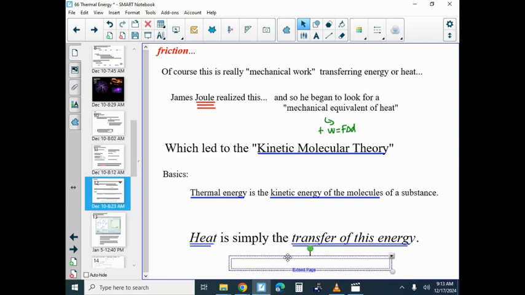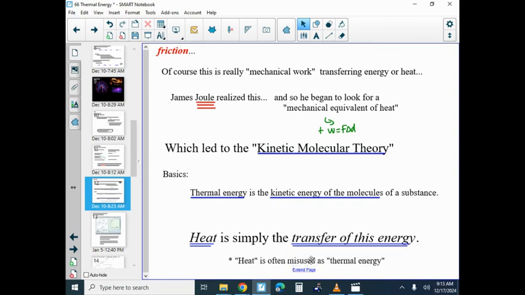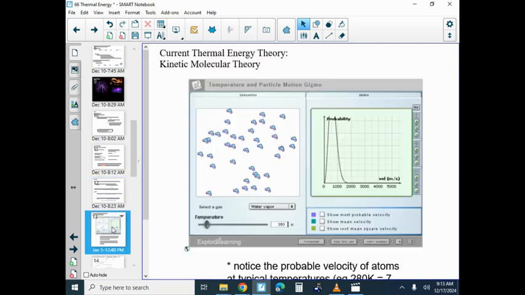Heat is often used incorrectly to mean thermal energy. So if you say something gives off a bunch of heat, what we should be saying is it gave off a bunch of thermal energy, right? So hot water dissipates into a room. It's giving its thermal energy to the room. The actual transfer of thermal energy is called heat. So if you're saying it gave off heat, you'd say it's giving off thermal energy. You're being redundant. You're saying it kind of twice.